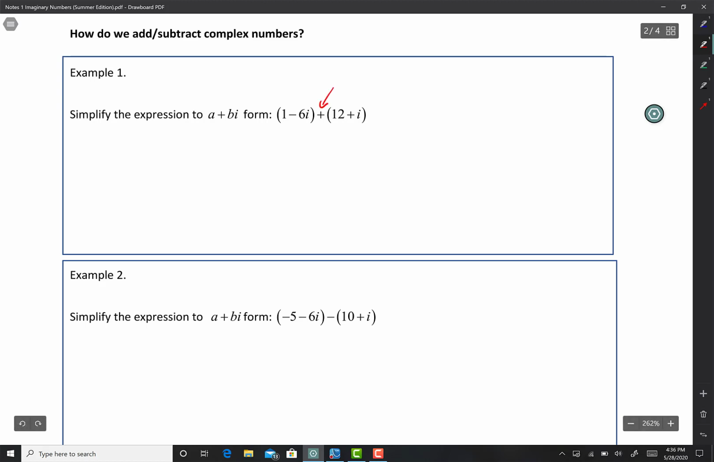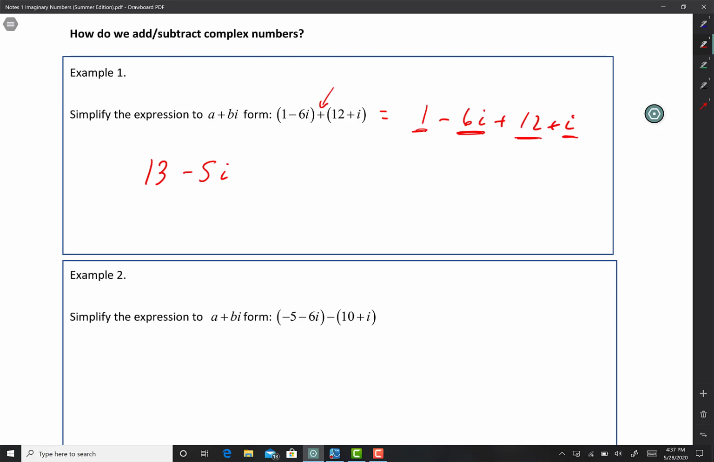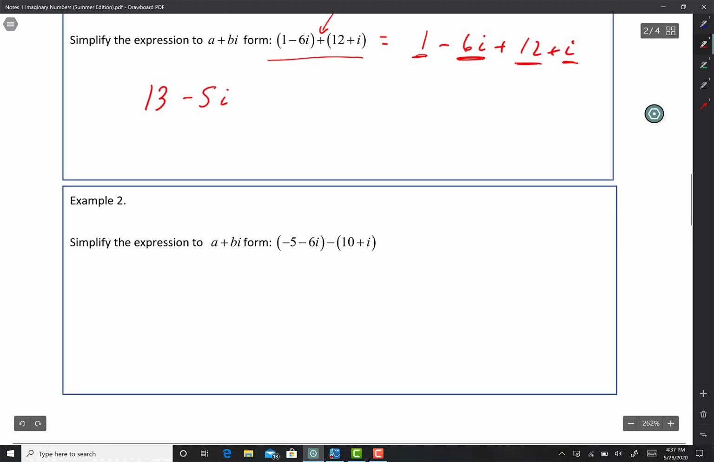This is a plus, so I can just rewrite this as 1 minus 6i plus 12 plus i. I don't have to distribute anything. And then just combine like terms. So that 1 and that 12 are the same. So 1 plus 12 is 13. And then that negative 6i plus i, that's going to be a minus 5i. And that's it. You're done. So yeah, you don't necessarily need a calculator for this, guys. I guess you can use the calculator if you want to, but try not to because they're not that difficult.